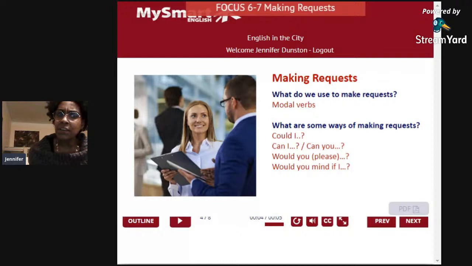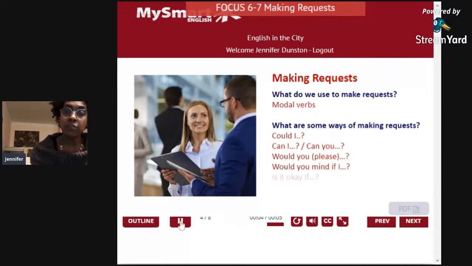Can anyone think of any others? This is a tough one. I don't even remember this one. Does anyone have any ideas? Could I, can you, would you please, would you mind if? Pietro threw in may I if you're asking permission to do something.